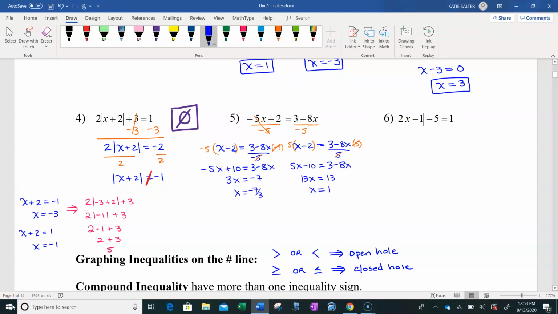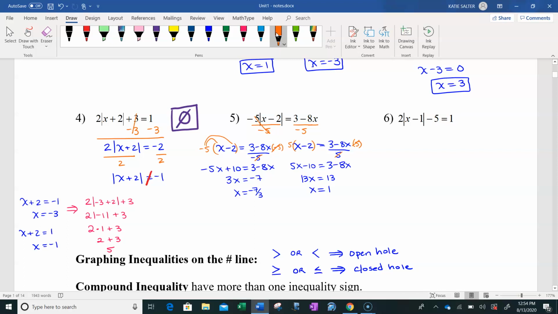When I break it up into the two equations, the first one, I multiply each side by -5. Make sure you distribute over here on this left side. Make sure you don't just multiply the x by -5. Make sure you multiply the x and the -2. And then we get -5x plus 10 equals 3 minus 8x. You know, do your opposite operations. We get x equals -7/3. You can see on the other side, multiply each side by 5. Do your steps. We get x equals 1.